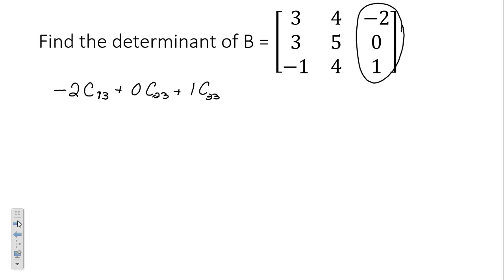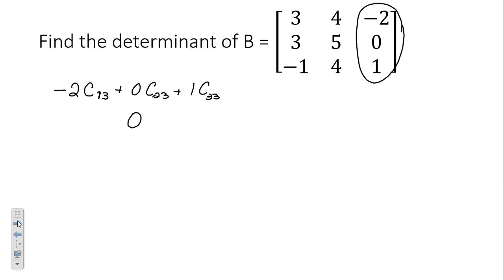Now, does everyone see why it's beneficial to do a 0? 0 times anything is 0, right? So there's no need to write that new matrix or determinant here. Does that make sense? I'm not expecting to see it on your paper. Okay, so we know we're getting a 0 here.